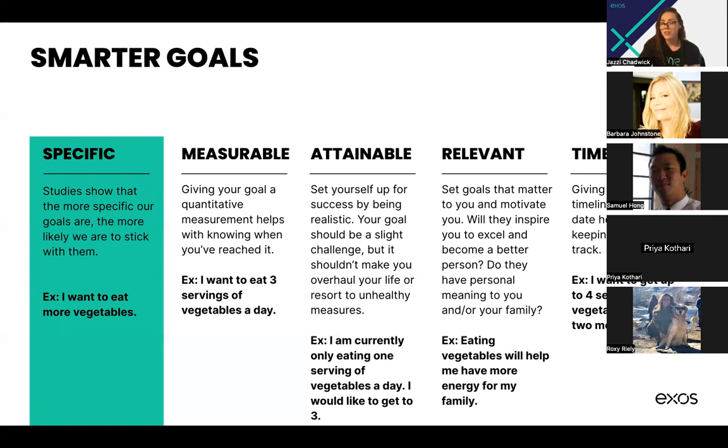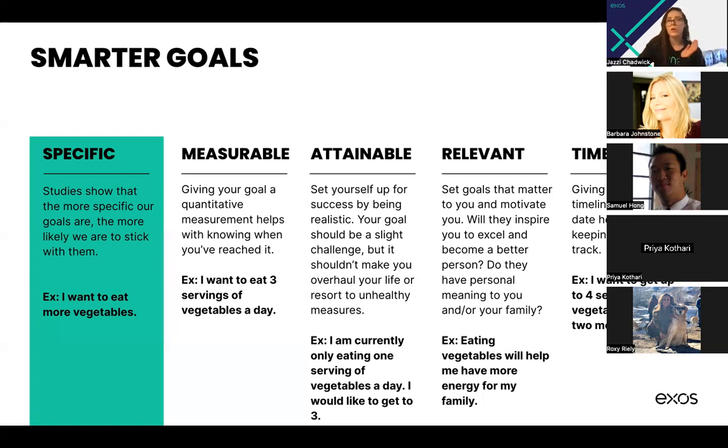Our R is relevant. The first R, there's 2. So the first R is relevant. You really want to set goals that matter to you and that motivate you, because if it's not really relevant to what your values are or what you're motivated by, we're not really going to be as encouraged or motivated to hit those goals, right? So, is it going to inspire you to be a better person? Is it meaningful to you or your family or whatever it is?